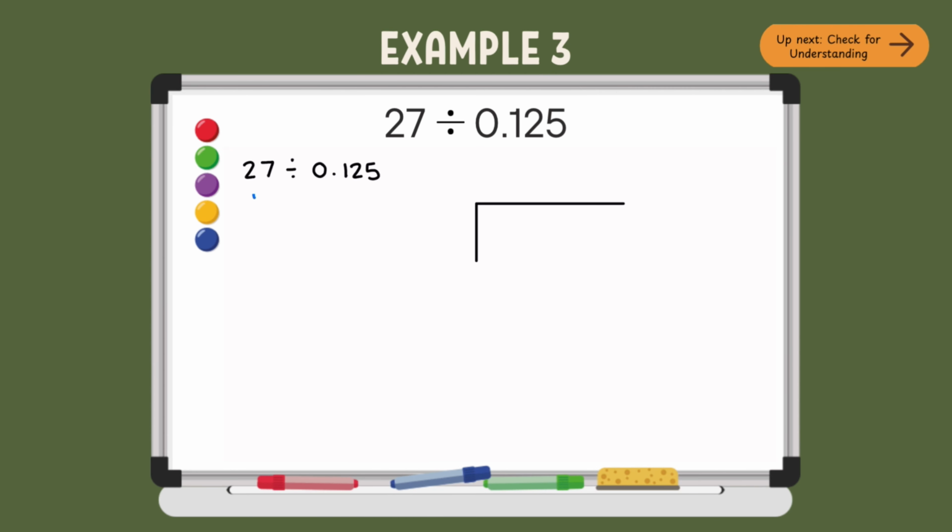I don't mean to sound like a broken record, but this is how I get my equations correct. I make sure I'm putting the numbers in the right spot. The first number goes in and the second number goes out. The first number is 27, and that is our dividend. And the second number is going to go out, which is 0.125, and that is our divisor. Notice our divisor is a decimal, so we have to perform step 1.